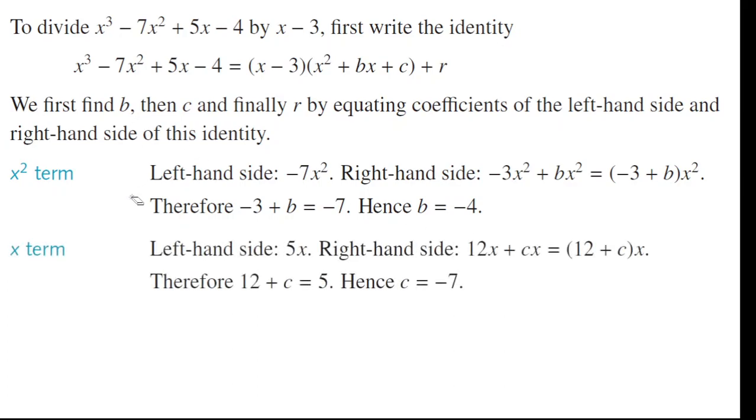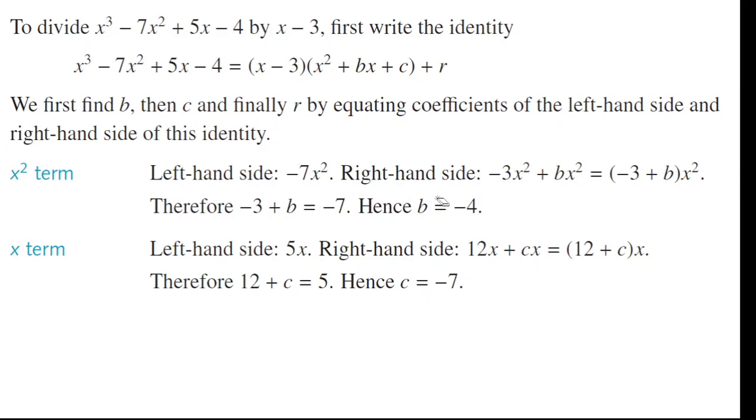Then you move on to the x term, which is a value of 5. You identify the products that give you the x terms, which is the 12x and the cx. So 12x is coming from the b, so it's the bx times -3. That's how you get the 12x. And the cx is coming from c times x, and then we get the value of c is -7.